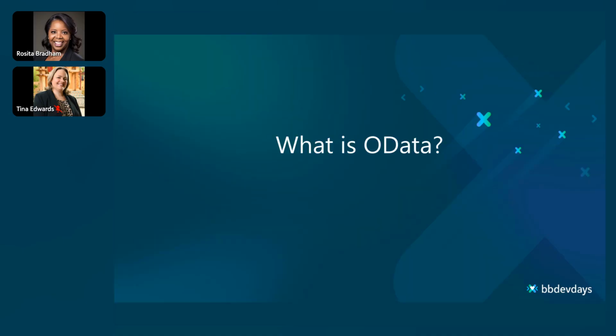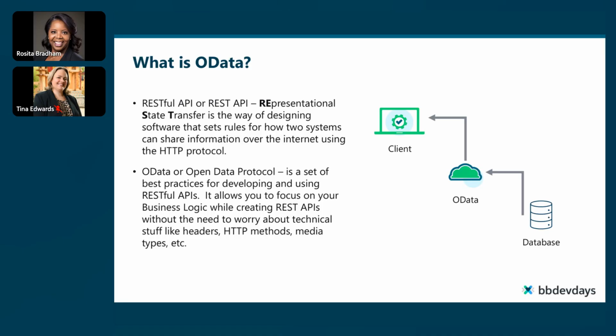So what is OData? We're going to be a little bit technical. This is a technical conference here. OData is basically what we call REST or RESTful APIs, which stands for representational state transfer. It's just a way of designing software that sets rules for how two systems can share information over the internet using HTTP protocols.